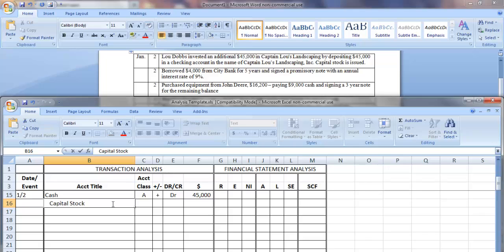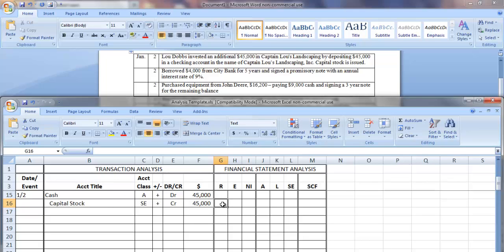Either one is fine. Well, what kind of account is capital stock? Okay, it's not something that the business owns, right? It's equity in the business. So that's stockholders' equity. It has also been increased in this case because we've issued additional stock. And to increase a stockholders' equity account, we need to credit that account. Same $45,000.